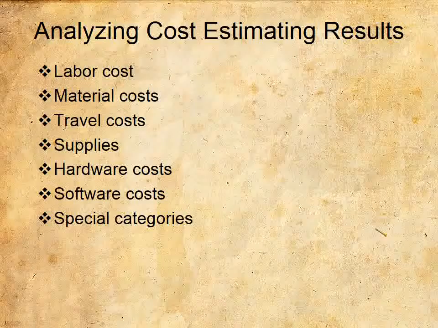Each resource in the project must be accounted for and assigned to a cost category. Categories include the following: labor, material, travel, supplies, hardware, software. Special categories: inflation, cost reserve, and so on.